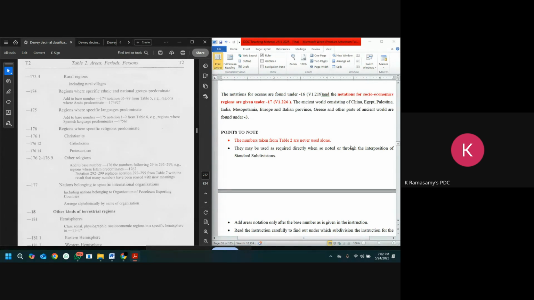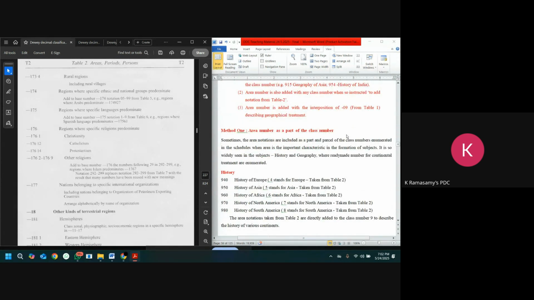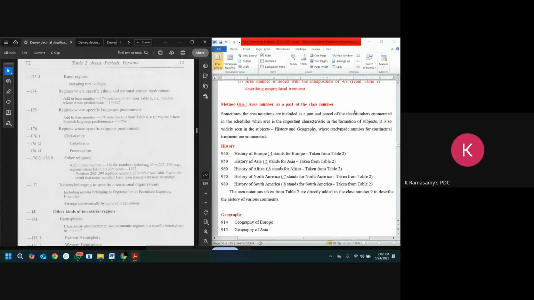Okay, if there is no instruction given in the schedule to add the number taken from table 2, I will tell you how you can add a table 2 number to any DDC number. Absolutely no problem. Okay, and here we have 3 cases. In the first case, in some places, in the DDC number itself, the area number is made a component. That means the DDC number includes the area number. So that kind of case is available.